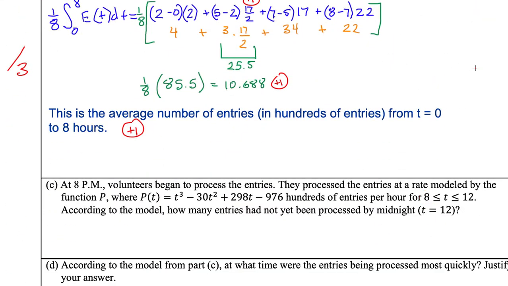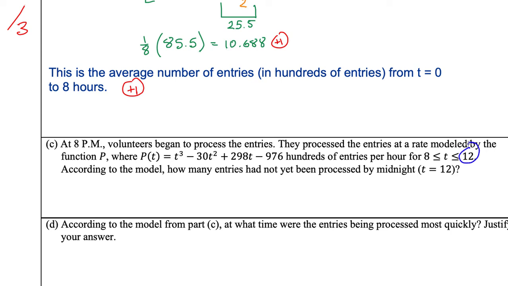So we start off at that time, and we're going to hopefully end by midnight, by 12. And it even tells you midnight, time equals 12. How many entries have not been processed? Oh, so they don't even finish then. So they finish at 12 and they're like, shoot, we still have how many entries left? Well, how do we figure that out?